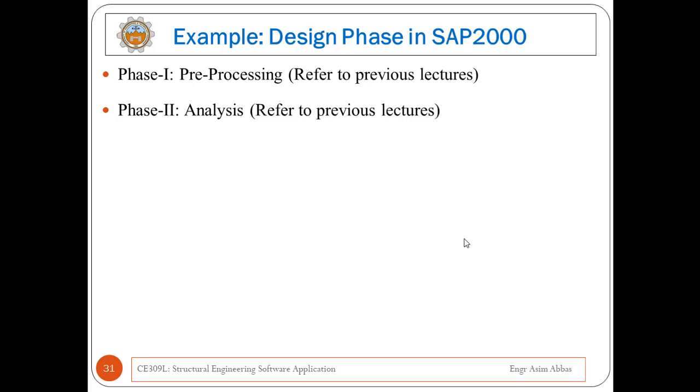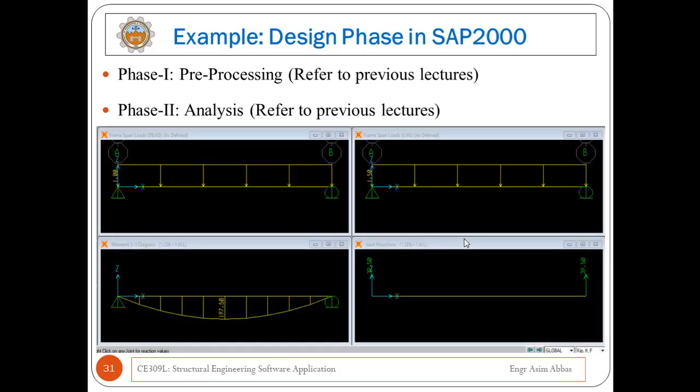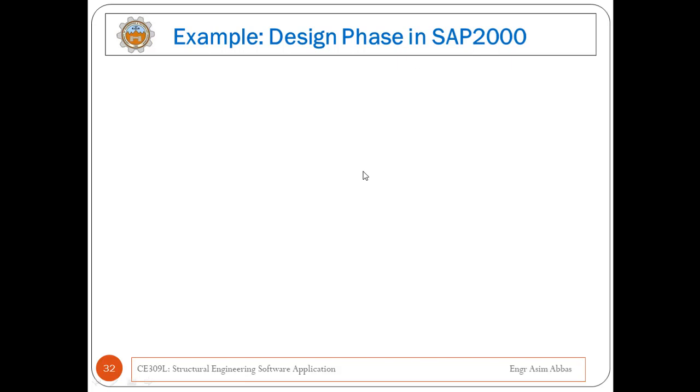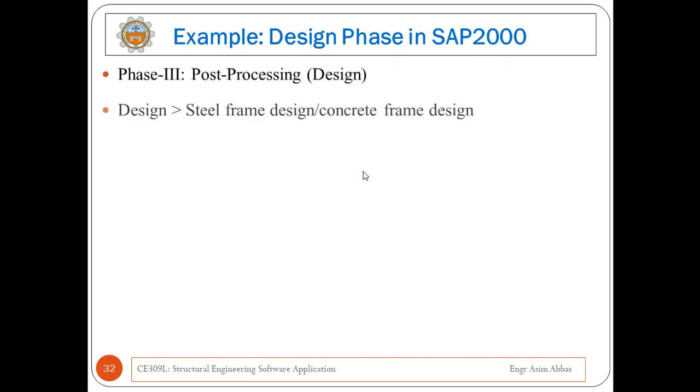Once your phase 1 and phase 2 are completed, these are the different results. The bending moment is exactly the same as what we obtained in the manual way, that is 197.5 kip-foot. Now the design phase in SAP2000. For that, go to the design menu, then choose either steel frame design or concrete frame design. In our case, we will choose the concrete frame design.